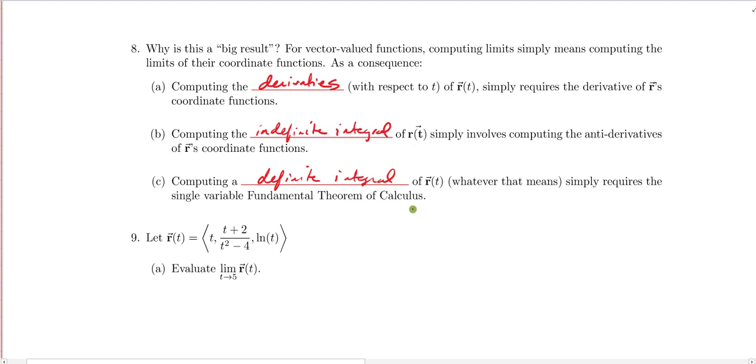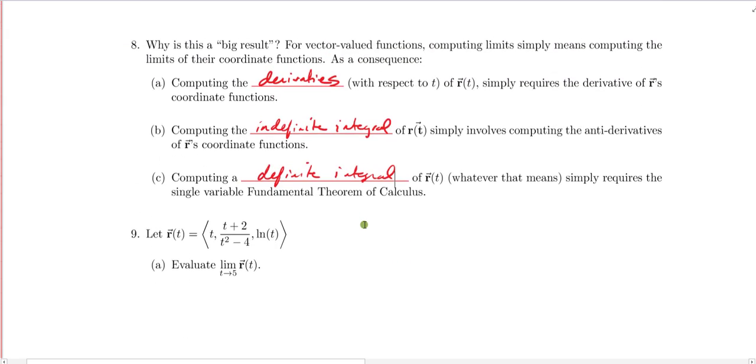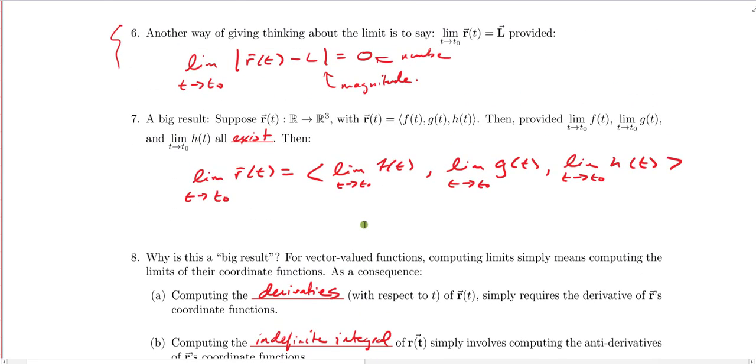So in the next video, we'll go ahead and do limits, and we'll do calculus with these vector valued functions. Please know, though, that while we're doing that, we're taking on assumption a couple of the statements that I made up here, specifically this big result. If we don't have this big result, then you cannot do the stuff that we're going to do in the next video.